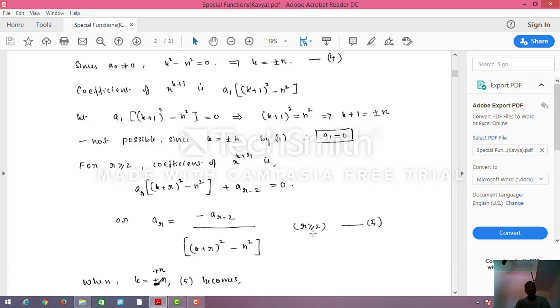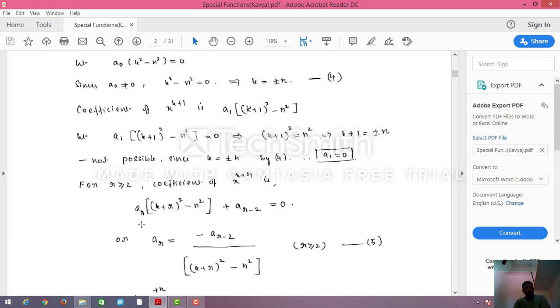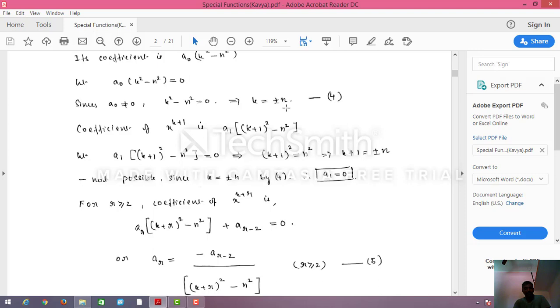For the lower values, r equal to 0 and r equal to 1, that one has already been proved. So we already got two solutions: k equal to plus or minus n in equation 4.